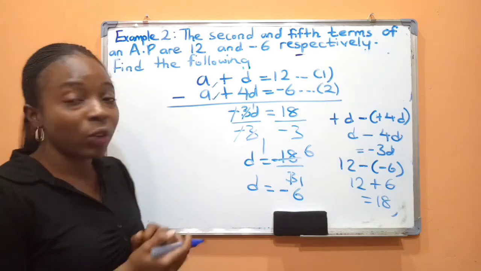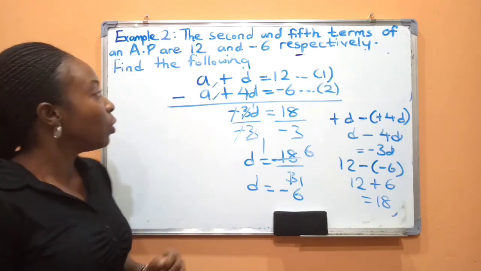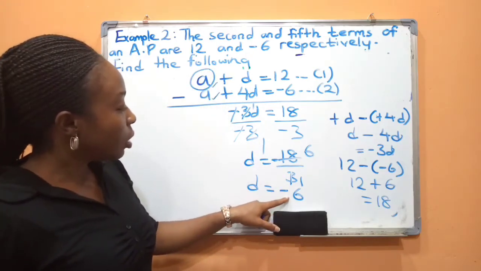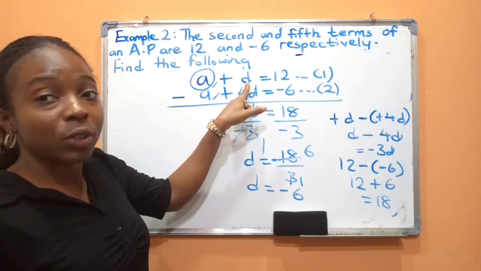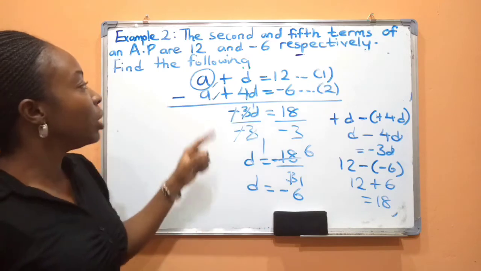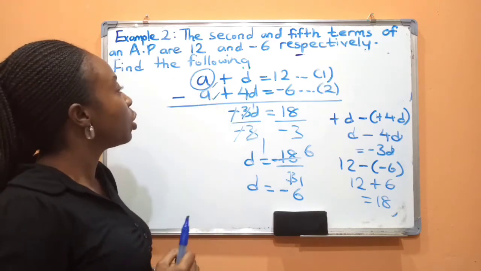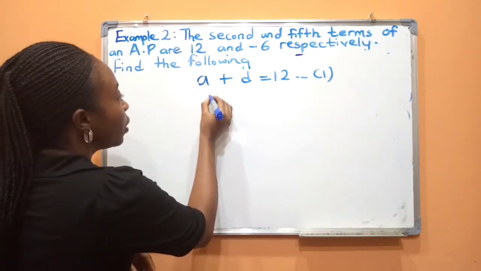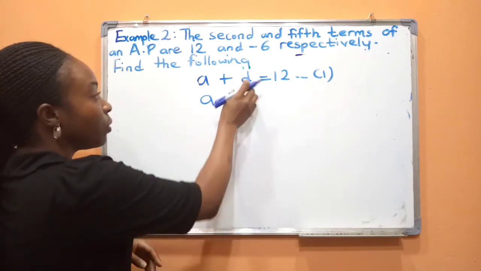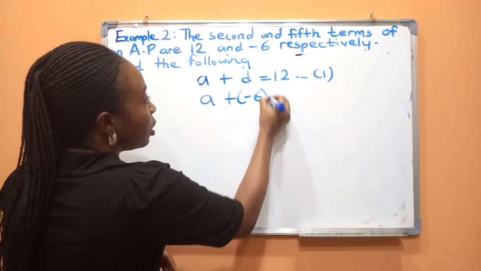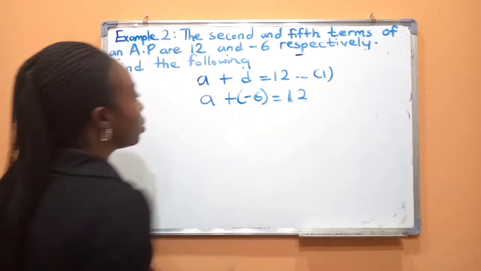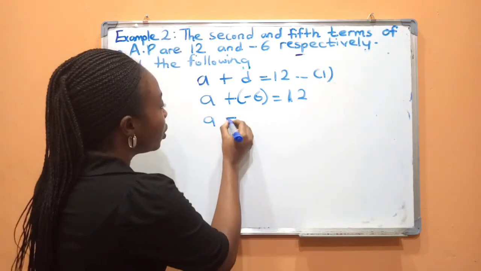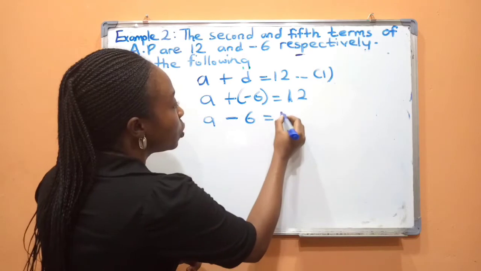Now that we've been able to find the common difference, it becomes easy for us to find the first term. We simply input this minus 6 here. Where we have d, we replace it with minus 6, so that we'll be left with only one unknown, and then we're able to solve for the first term. So let's go ahead and solve for the first term. We're going to have a plus, remember the value of d is minus 6, equals 12. Now when you say plus times minus, it gives you minus. So you're going to have a minus 6 equals 12.